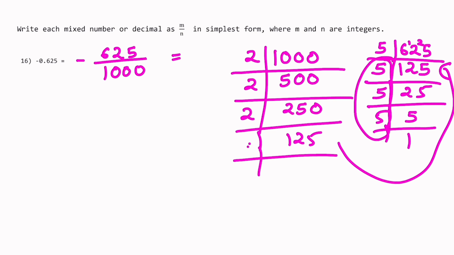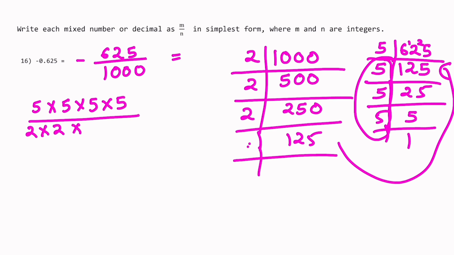So let's write it down. So 625 can be written as 5 times 5 times 5 times 5 over. Now here we have 2 times 2 times 2, so it's basically multiplying 2 three times. That's what I meant to say. Then we repeat this here: 5, 1, 2, and 3. Okay, and the minus sign.